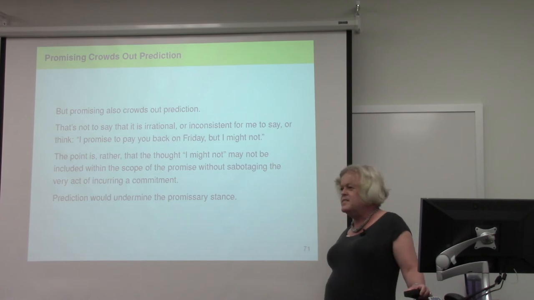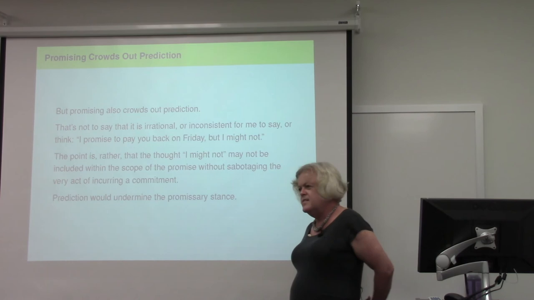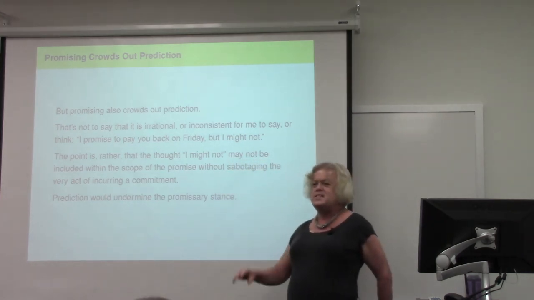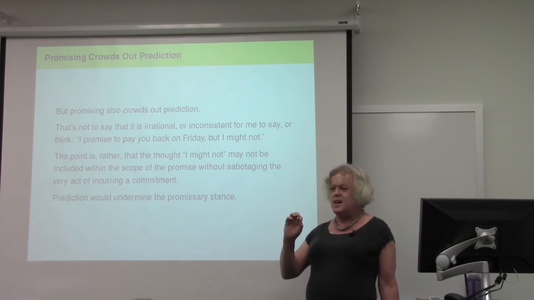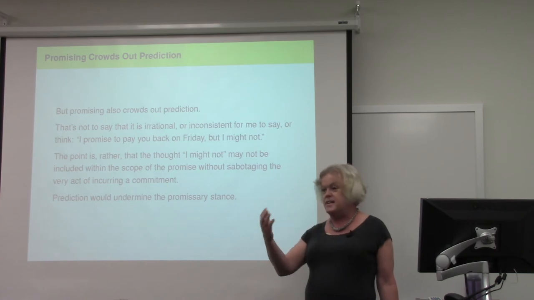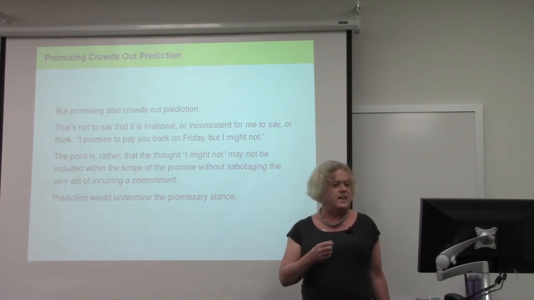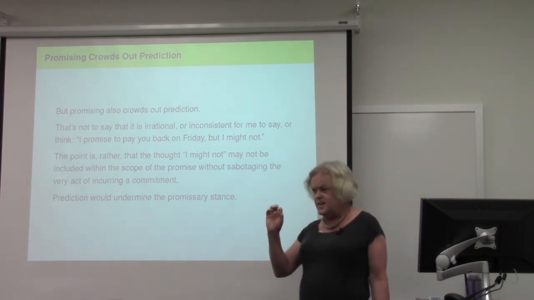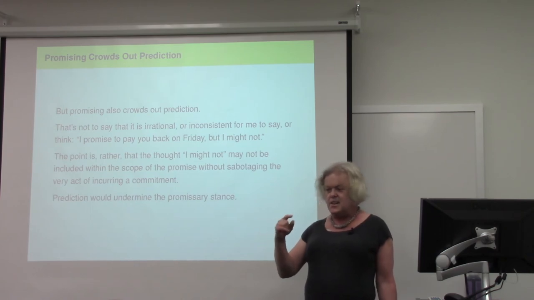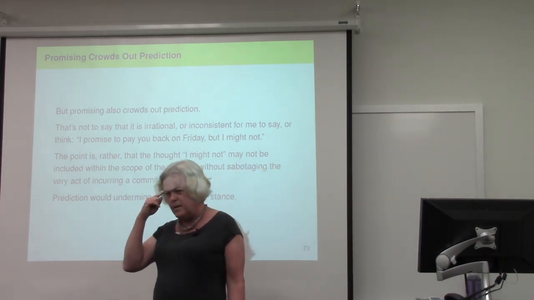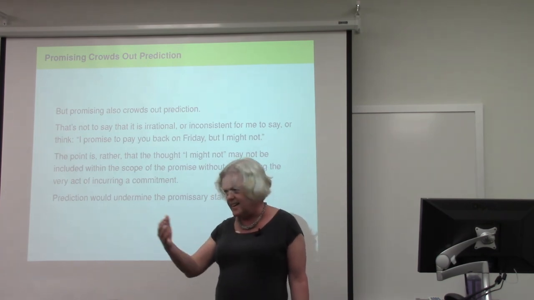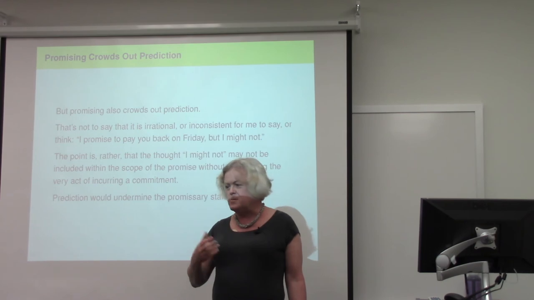Does that count against your view, that it's undermining the promising? Yeah, look, the claim here is that in the case of promising, saying "I promise to do this, but I may not" suggests that what you're promising is to do something you might not do. And that's self-undermining, right? So prediction of that sort undermines the promissory stance. It's not that you can't silently to yourself recognize that you may fail. It's just that you can't say it out loud without endangering judgments of your own sincerity, right?